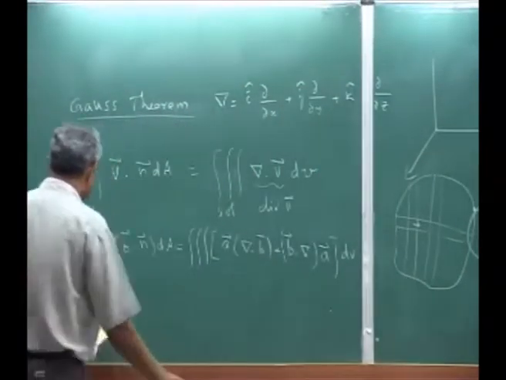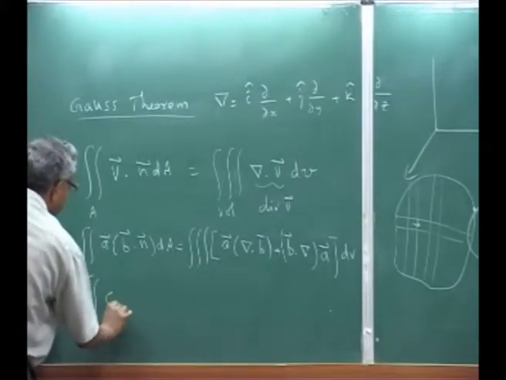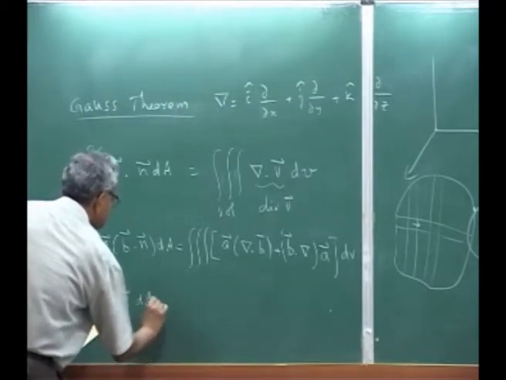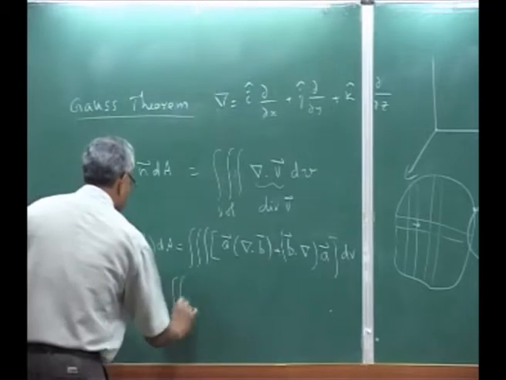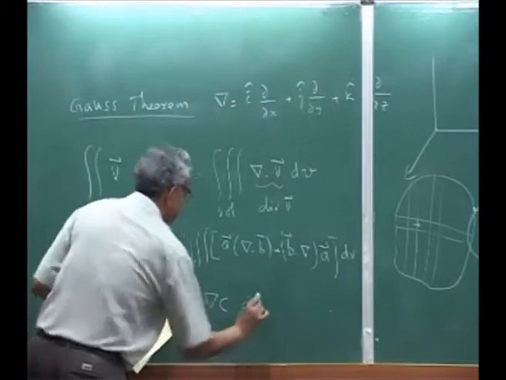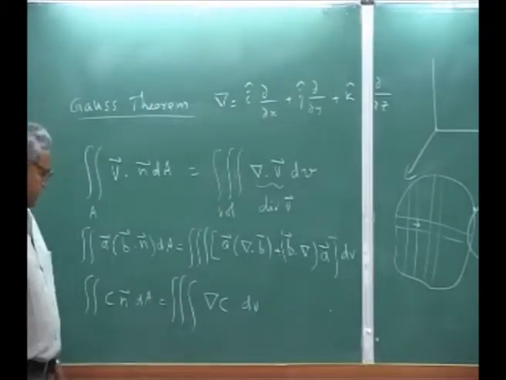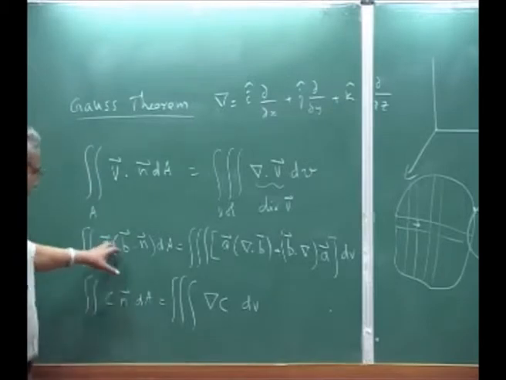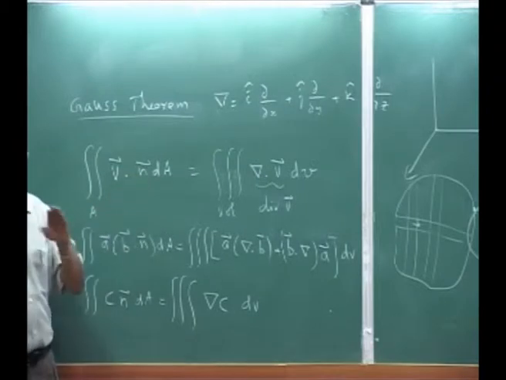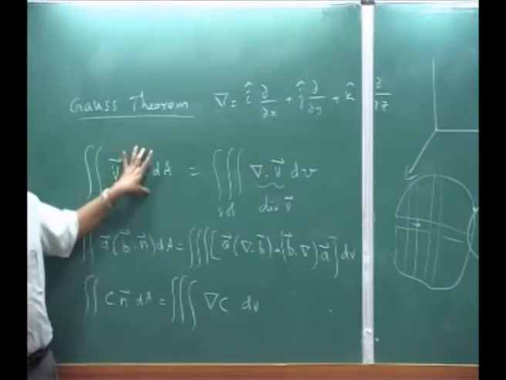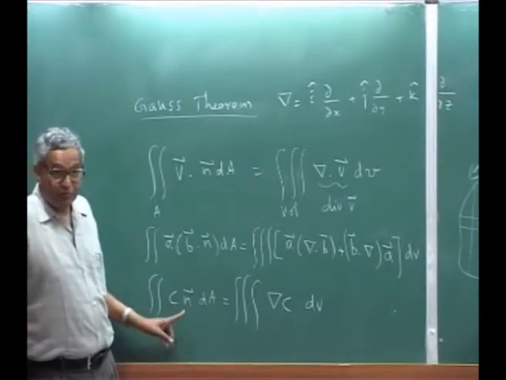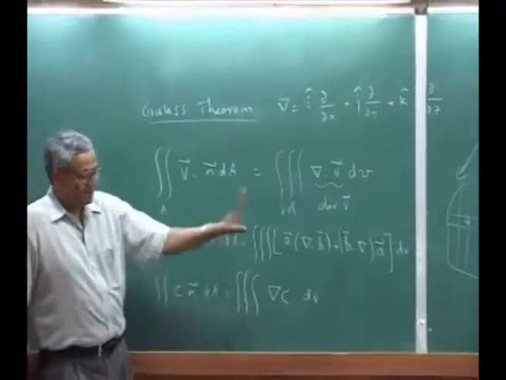Okay. And then the other one is C, which is a scalar, C N dA. This is the volume integral of gradient C dV. Okay. So these are all modifications of the same thing. What I would say is you prove this using this, and similarly this also, C is a scalar, you prove this also, very similar to this.